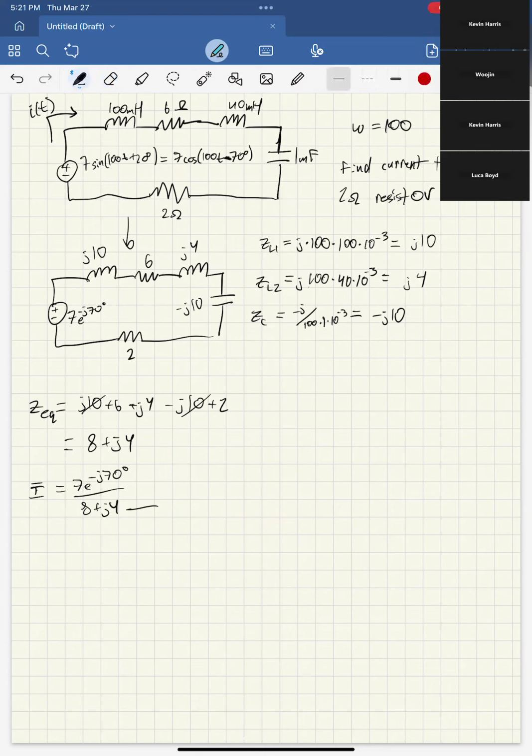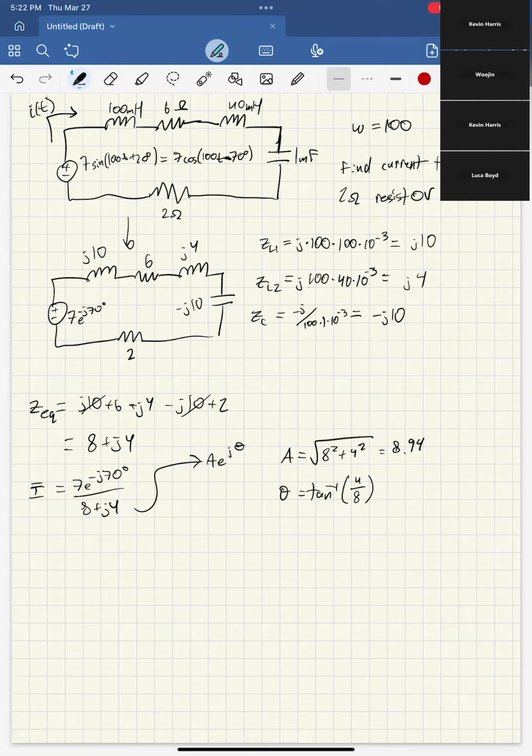But basically what you do is you either plug this directly into your calculator and it can do it for you, or what you're supposed to do for this class and show your work is convert this to its a e to the j theta form. So as I said earlier, a is going to be the square root of 8 squared plus 4 squared, which is 8.94. And then the theta is going to be the inverse tangent of the imaginary part over the real part.